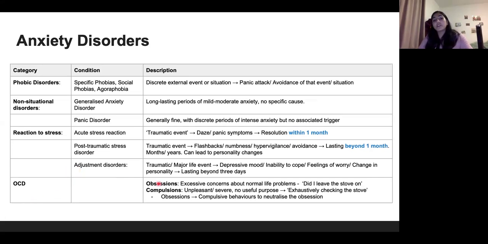And then OCD, which is characterized by obsessions and compulsions. So obsessing about things that are worrying them, and then compulsions, which is the feeling of the need to do things. And it helps to alleviate your anxiety about your obsessions.